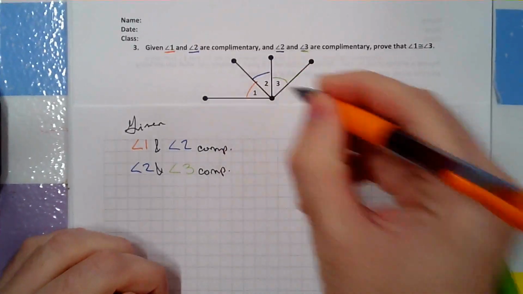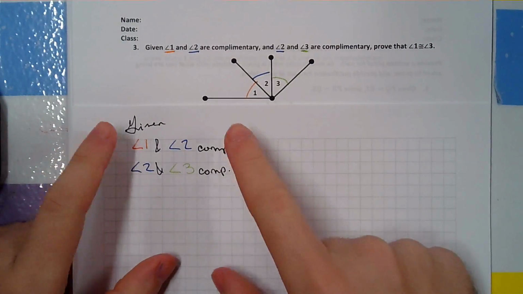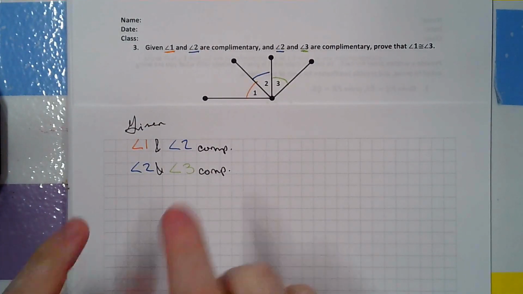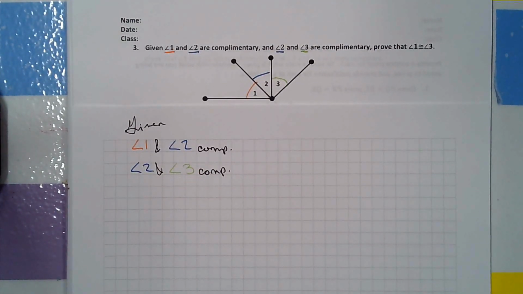All right, so our goal is to get 1 and 3 in the same equation, in the same room, if you will. We have stuff that has 1 and 2 together and 2 and 3 together, but not 1 and 3 together, right? But we can see what they have in common. Angle 2.